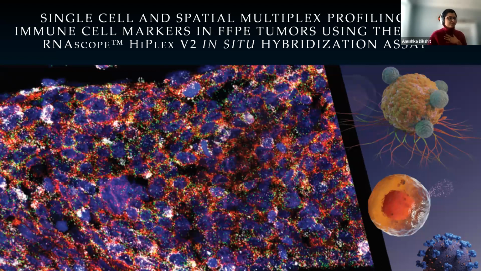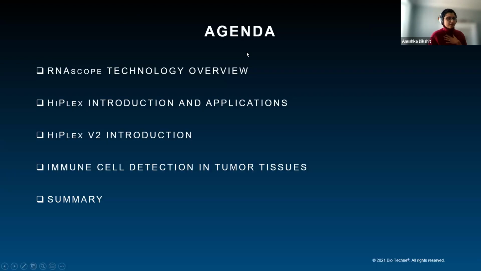So for today's agenda, I've kept it very broad, followed by which I'll introduce the HiPlex assay as it was originally launched and talk about some of the historical applications, followed by which I would like to introduce the new version of our HiPlex assay, which is the HiPlex assay version 2 or V2, and then talk to you about some new applications that we have enabled with this new assay in detecting immune cells in tumor tissues.